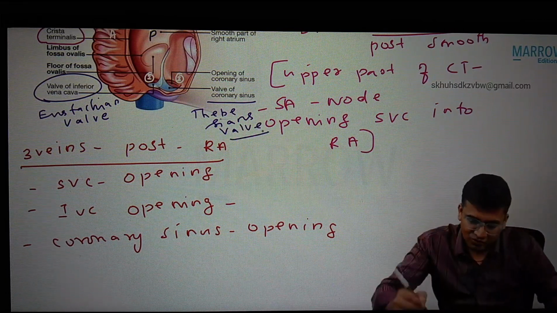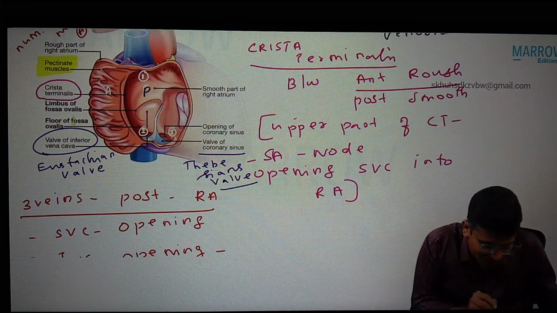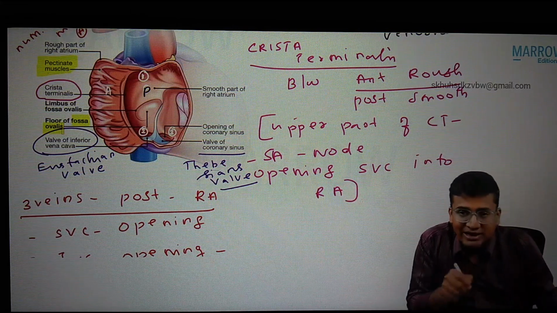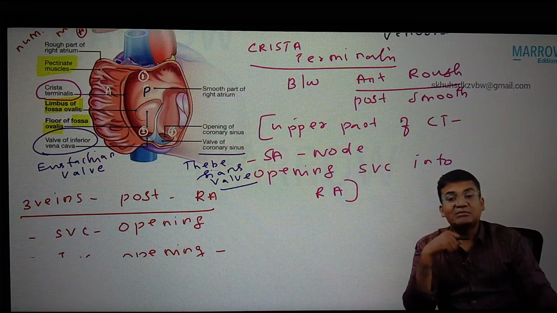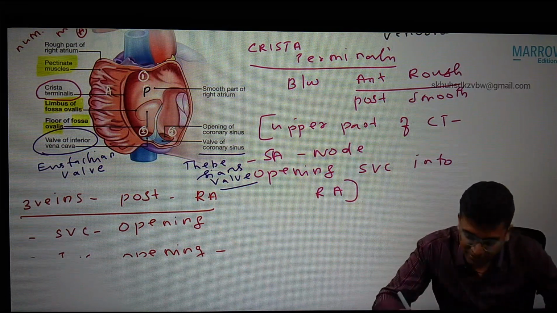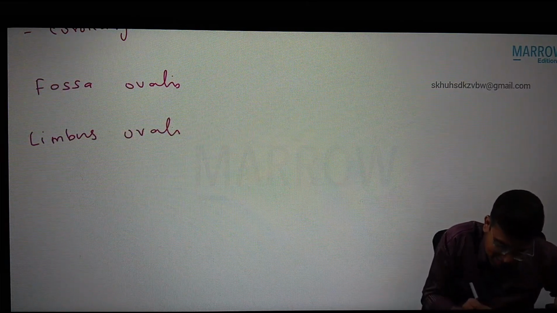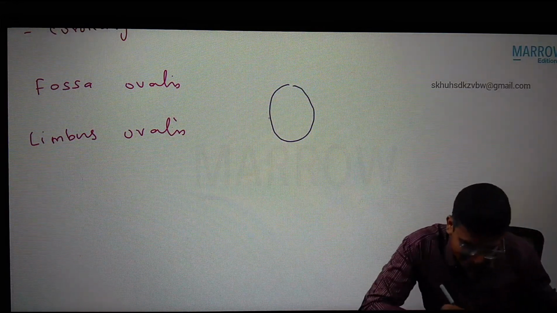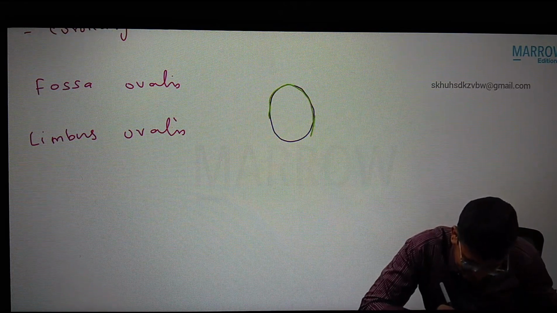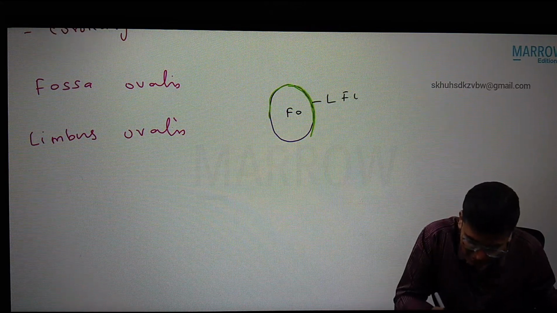Right. Now, next, in the septal wall, we see fossa ovalis, and above and behind the fossa ovalis, we see limbus fossa ovalis. Now, these two structures are the remnant of interatrial septum. Now, please write fossa ovalis and limbus fossa ovalis. Now, this is fossa ovalis. It will be like this. And above and behind the fossa ovalis, we see the limbus fossa ovalis like this. This is fossa ovalis, and this is limbus fossa ovalis.